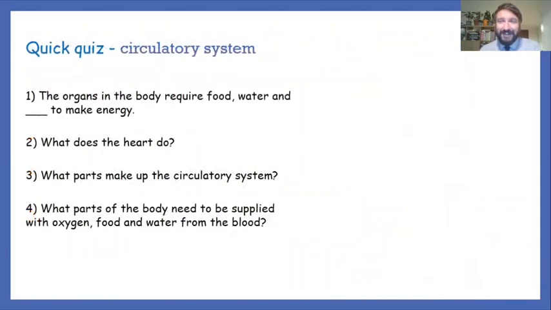Okay, now quick quiz time. Here we go. Okay, so here we are, quick quiz on the circulatory system. The organs in the body require food, water, and blank to make energy. Number 2, what does the heart do? Now we should know that quite easily. Number 3, what parts make up the circulatory system? And number 4, what parts of the body need to be supplied with oxygen, food, and water from the blood?